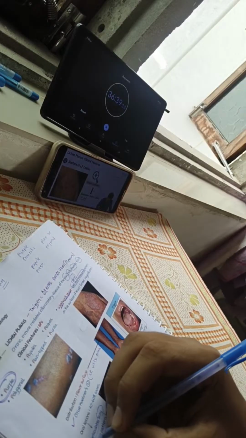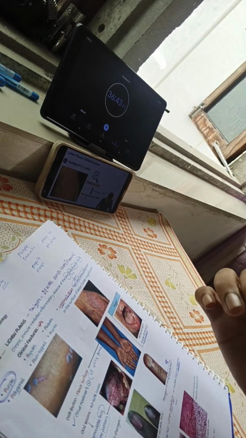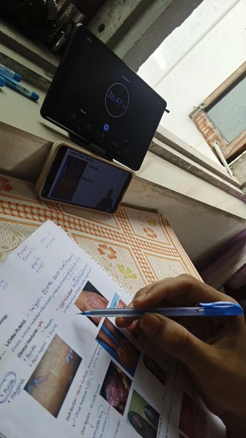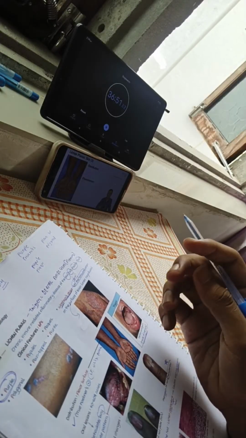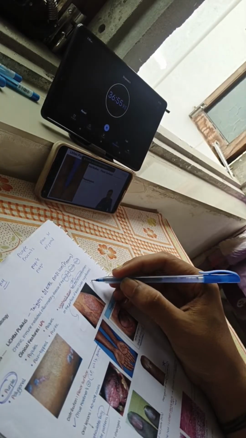This is referred to as Wickham's striae. Very, very important point in the context of lichen planus. And then please remember the distribution of lichen planus. I talked about psoriasis, it was extensor distribution. Lichen planus is flexor distribution. So that is one thing you need to remember. And the same phenomenon which was there in psoriasis, the Koebner phenomenon, is true in lichen planus also.